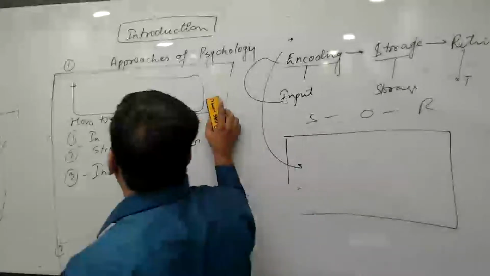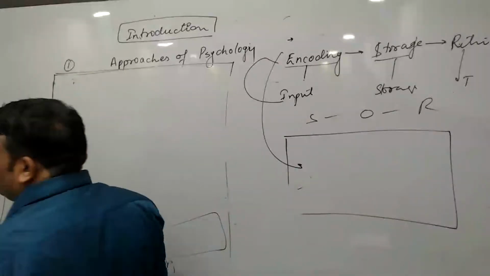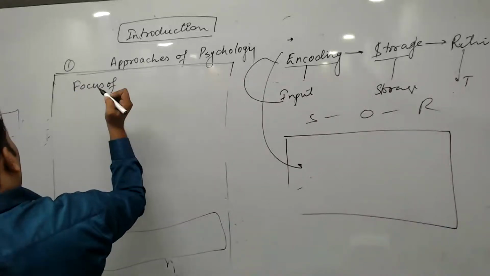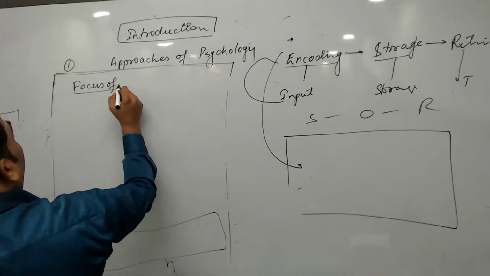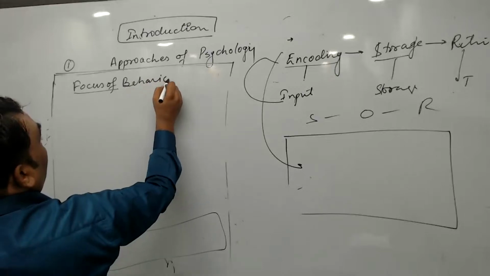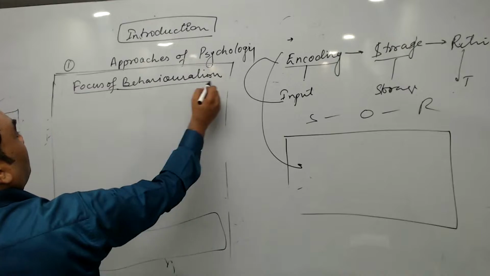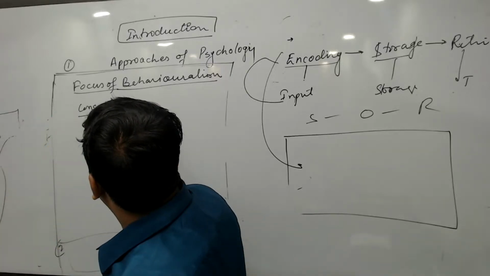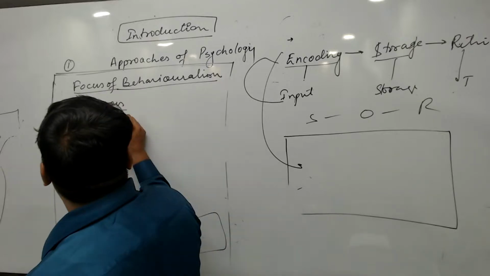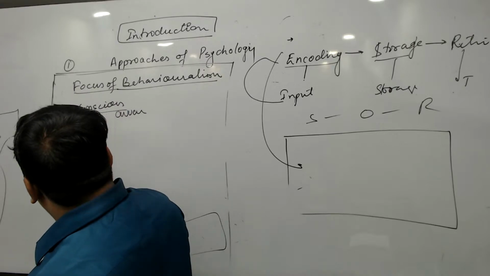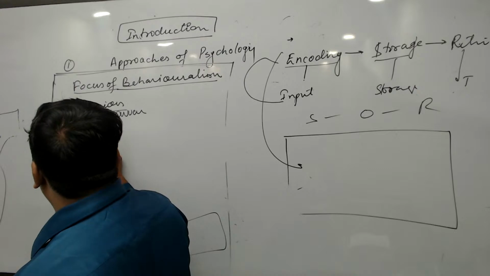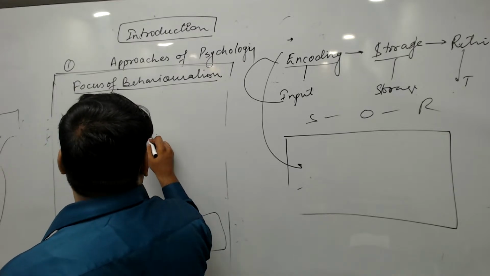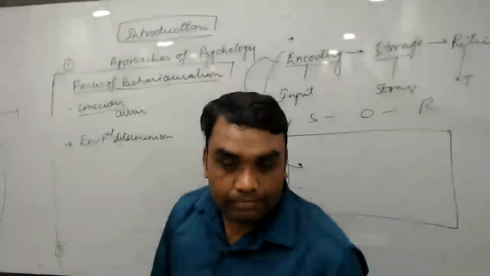So the focus of behaviorism was on conscious desire, right? Conscious desire means they focus mainly on conscious things. Conscious means awareness, and behaviorists mainly focus on environmental determinism. They focus on environmental determinism. So we can quote the Butler experiment.